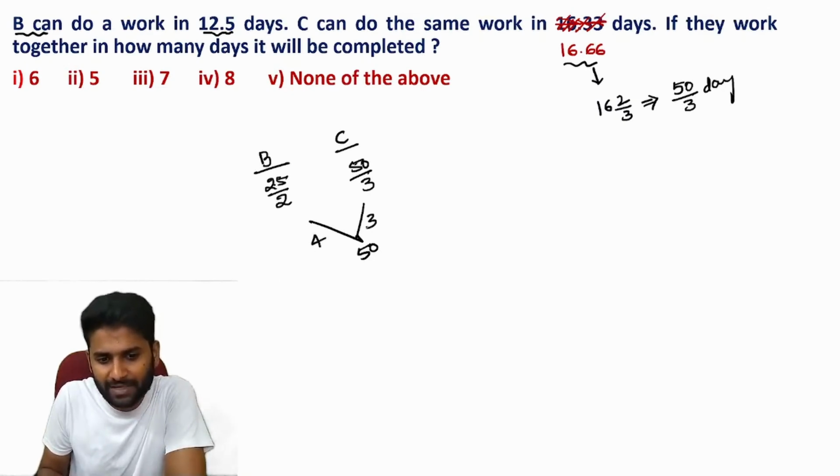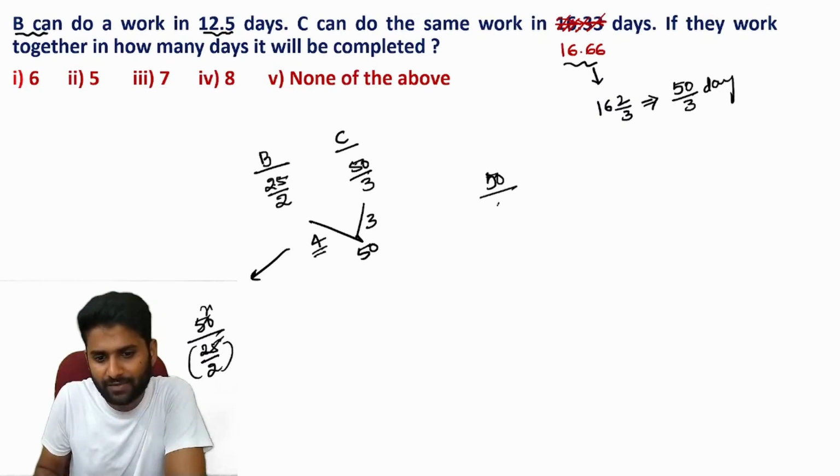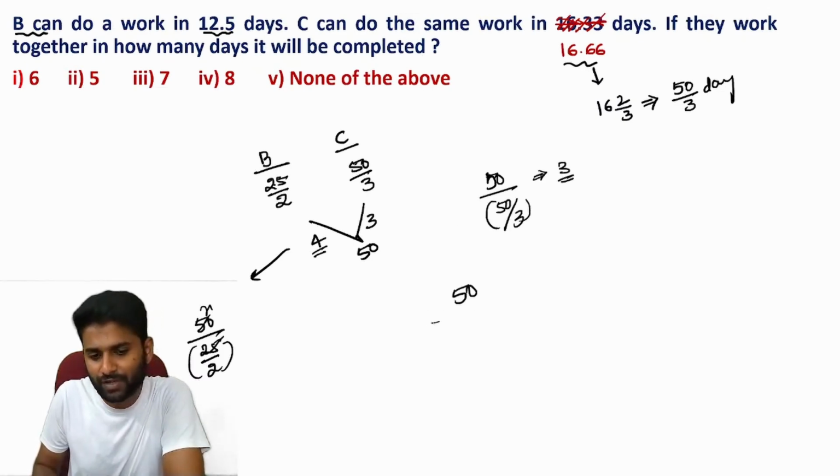Now here they completed 3 units per day. Now see, this is all about 50 divided by 25 by 2. Now 25 goes exactly 2 times, 2 into 2 is equal to 4. The same way 50 divided by 50 by 3. After the cancellation, efficiency is 3 units. Now here the question, 50 units of work.